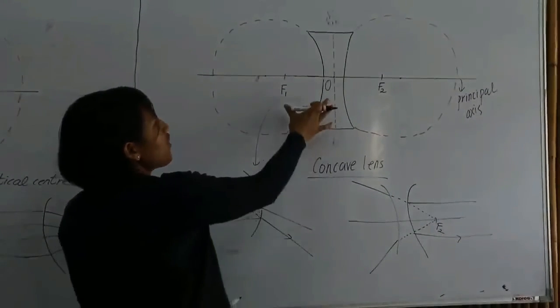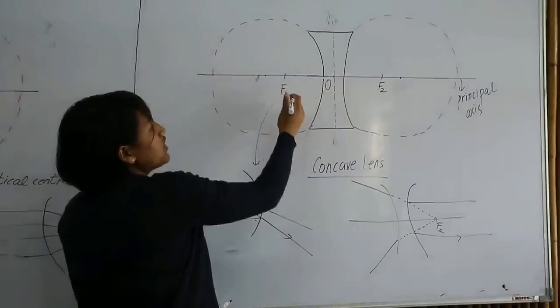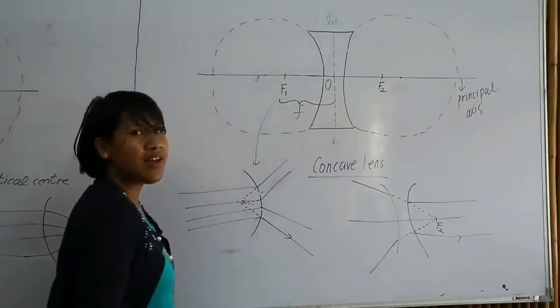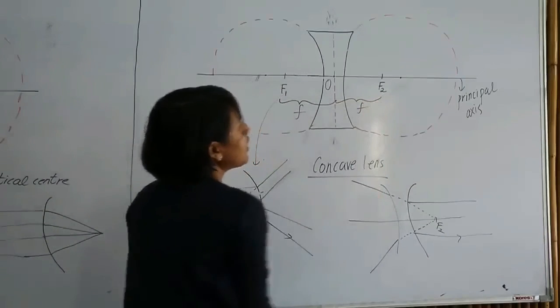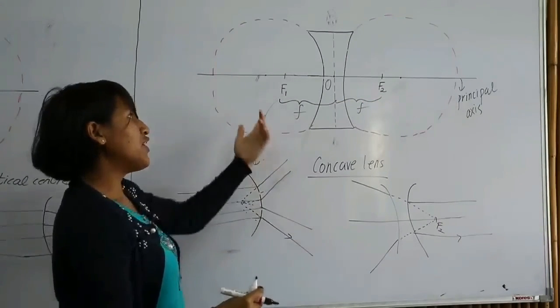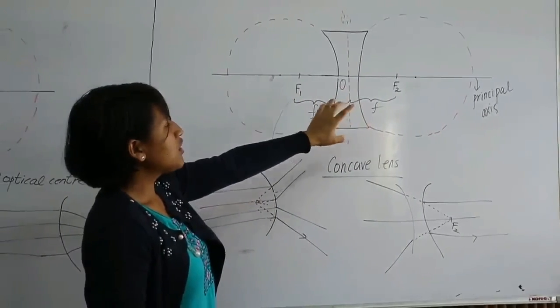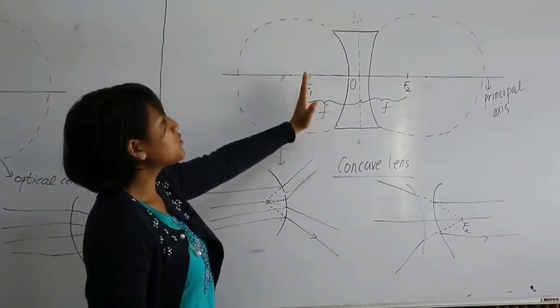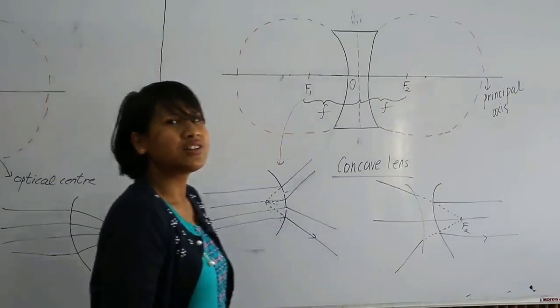The distance of the optical center to the first principal focus is called the focal length, denoted by F, and this is also F. So either the first or second, the distance of the optical center to the first or second will be called the focal length. Again, the focal plane is when you pass a plane through either the first or second. That will be called the focal plane.